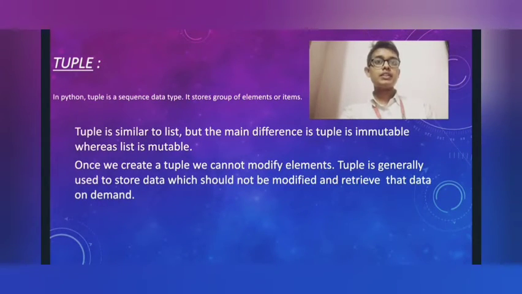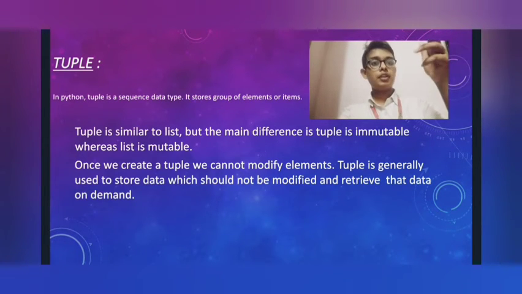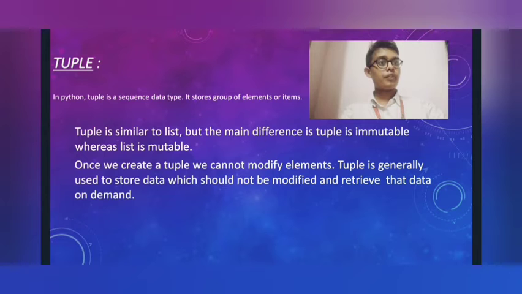Tuple. In Python, tuple is a sequence data type. It stores a group of elements or items. Tuple is similar to list, but the main difference is that tuple is immutable, whereas list is mutable. Once we create a tuple, we cannot modify its elements. Tuple is generally used to store data which should not be modified and to retrieve the data on demand.